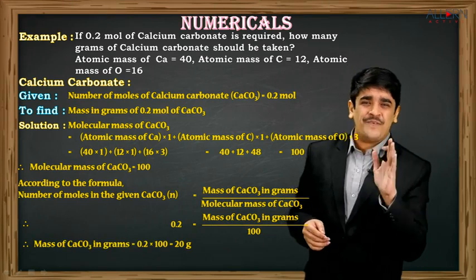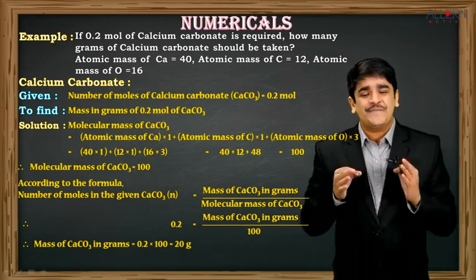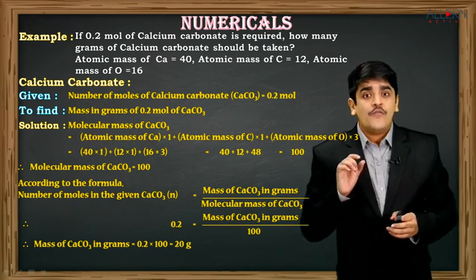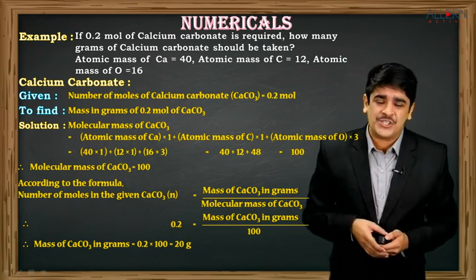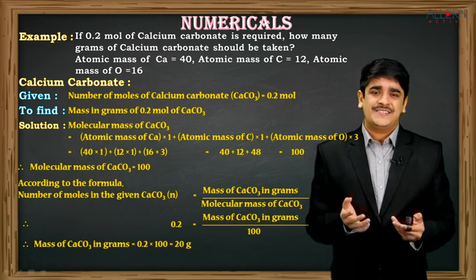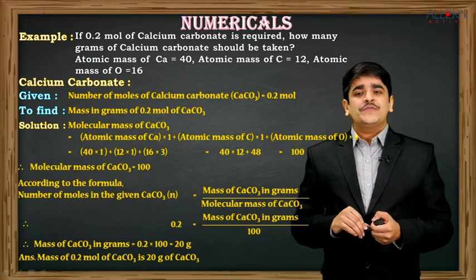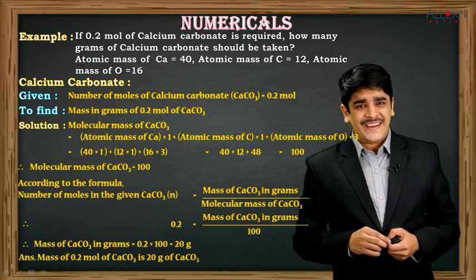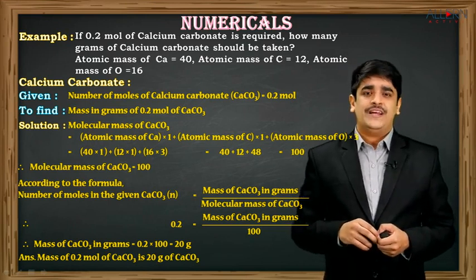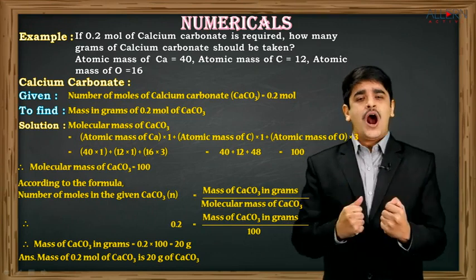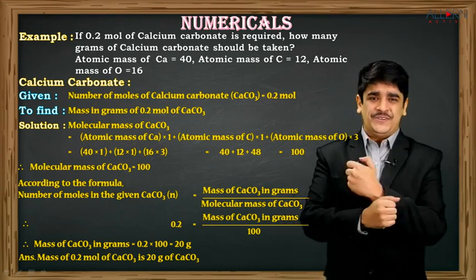I told you, you'll love the calculation. 20 grams of calcium carbonate is needed for making 0.2 moles of calcium carbonate. That's my answer, isn't it? Beautiful. So the mass of 0.2 moles of calcium carbonate is 20 grams of calcium carbonate. That's my final answer. That's what you and I were working so hard for, and we've got it. Okay.